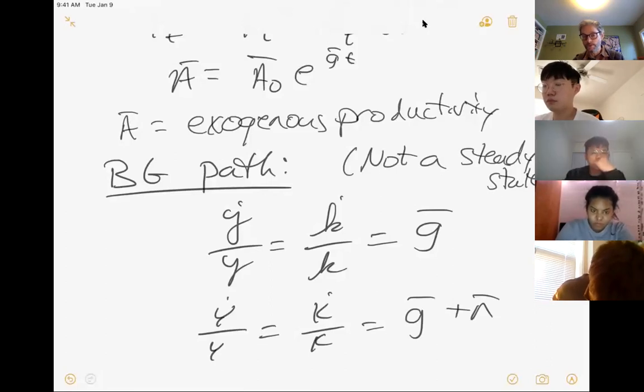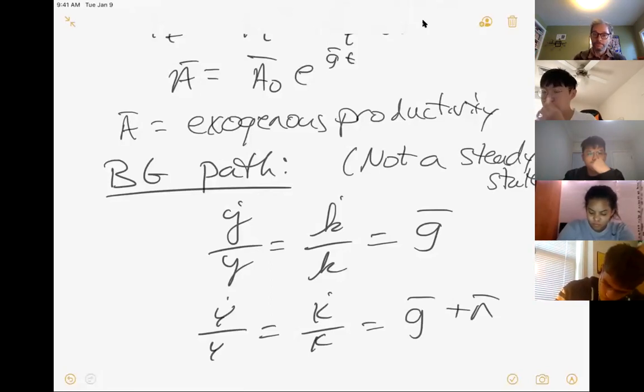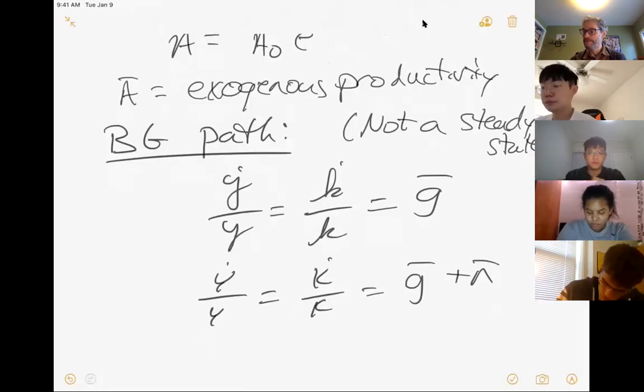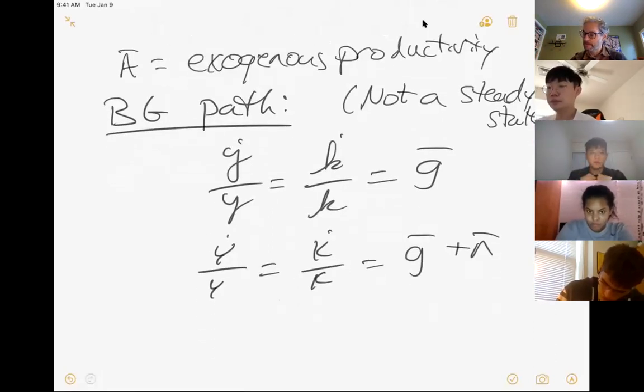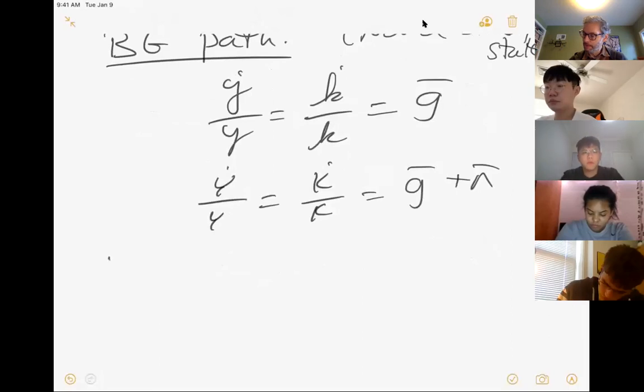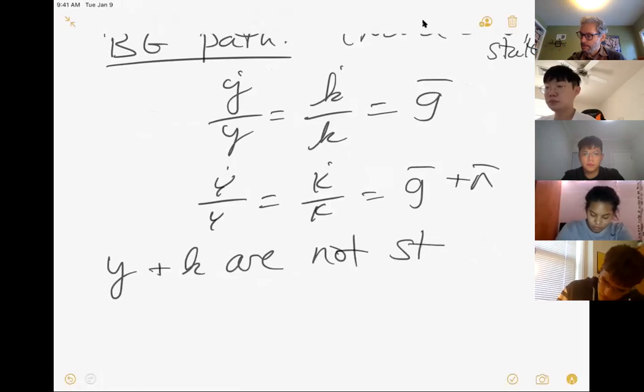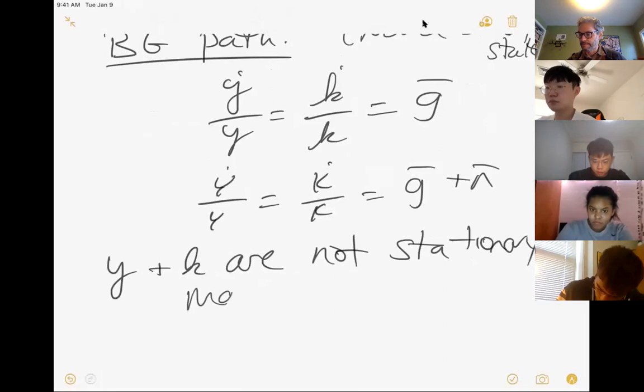But as we know, you can grow faster or slower than g depending upon where you are relative to the balanced growth path. So if you're below the balanced growth path, you can grow faster. If you're above, you can grow slower. Now, the problem with this model is that because per capita output and capital are not stationary, right? In other words, they're not constant in the long run. And that makes it hard to graph.